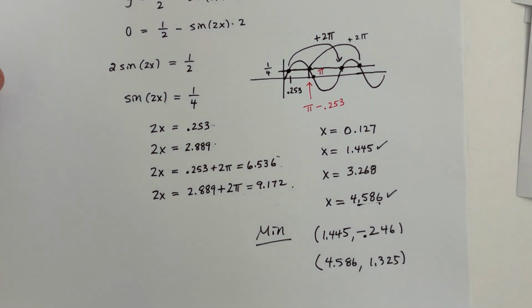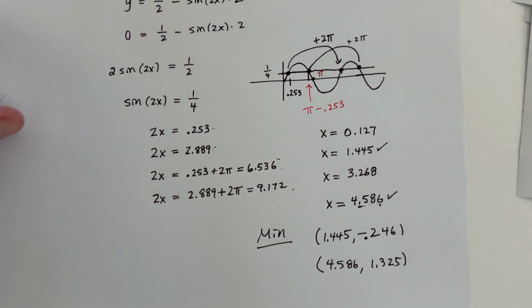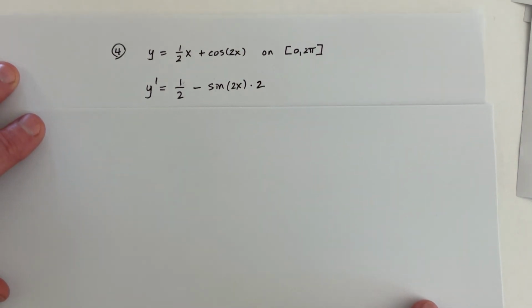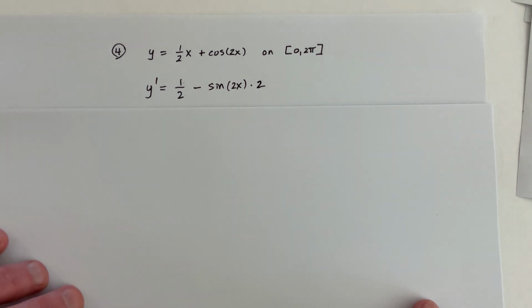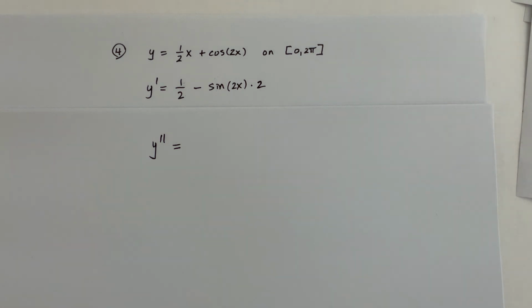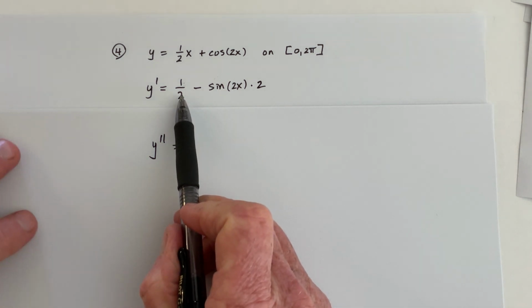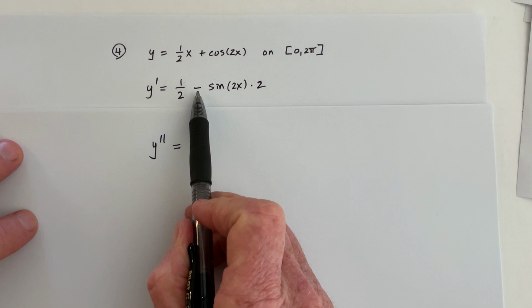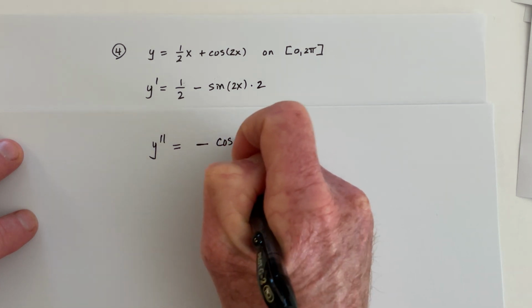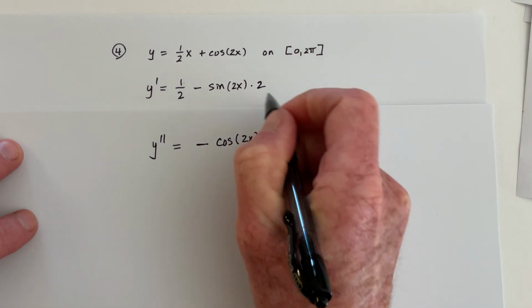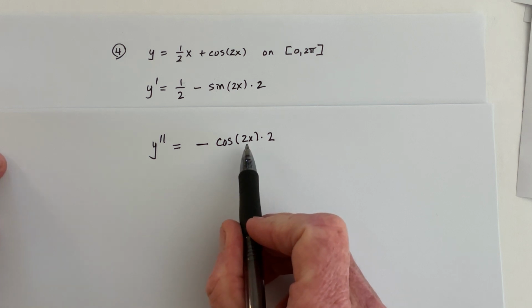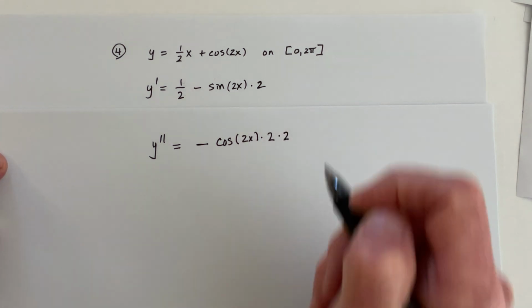Next, it says find the second derivative. So now, go back to where you have the first derivative, and now find the second derivative. So the good news is the derivative of 1/2 will be 0. That negative will stay there. The derivative of sine is cosine. The 2 will stay there. And then the chain rule says now take the derivative of 2x and multiply by that.